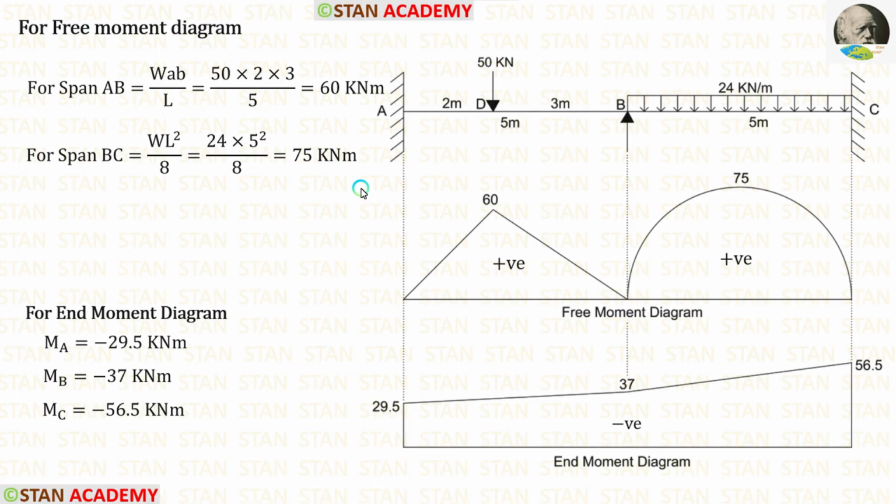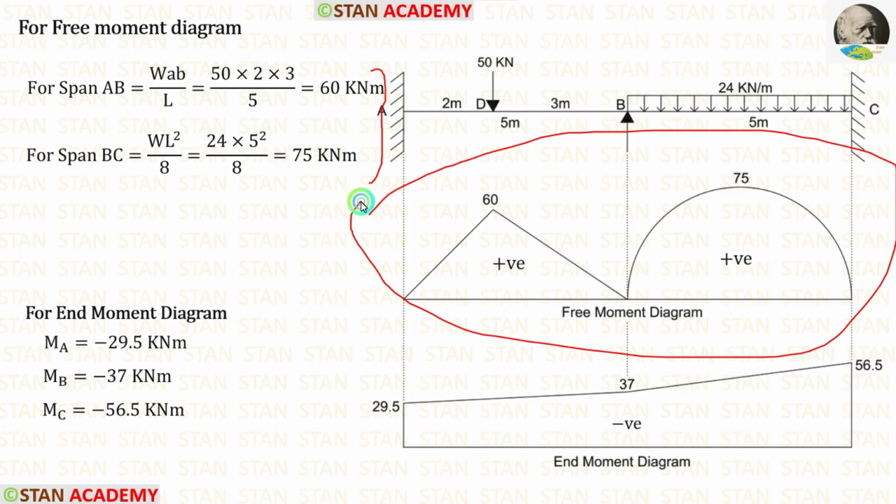Now, we are going to draw the bending moment diagram. For the bending moment diagram, first we have to make the free moment diagram, then end moment diagram. Finally, we have to combine both of them to get the bending moment diagram. For the free moment diagram, we have to assume each span as a separate simply supported beam and calculate the moments. In this analysis, we have already calculated the ordinates initially. Using them, we can make this diagram.